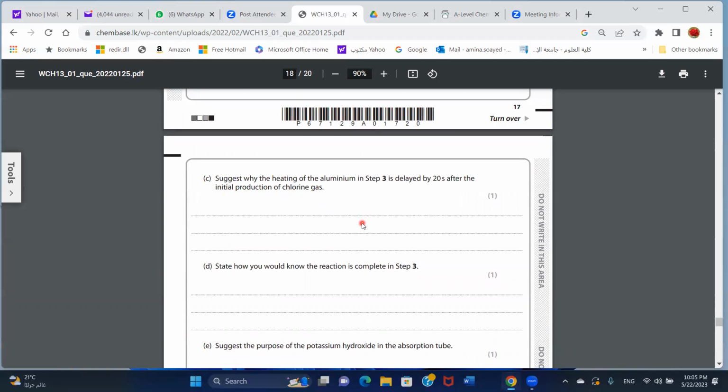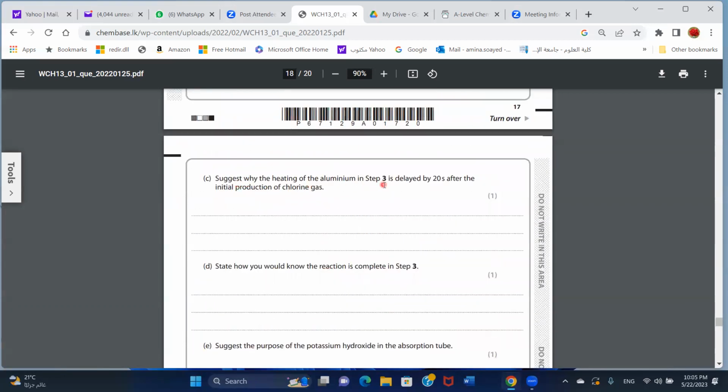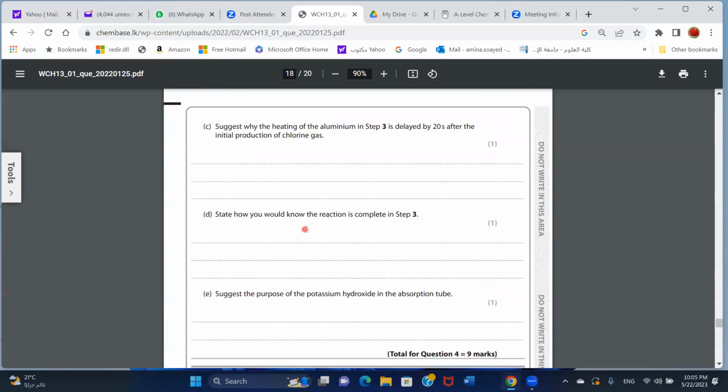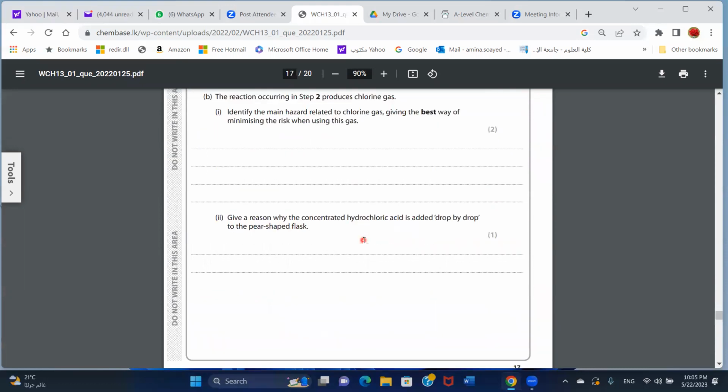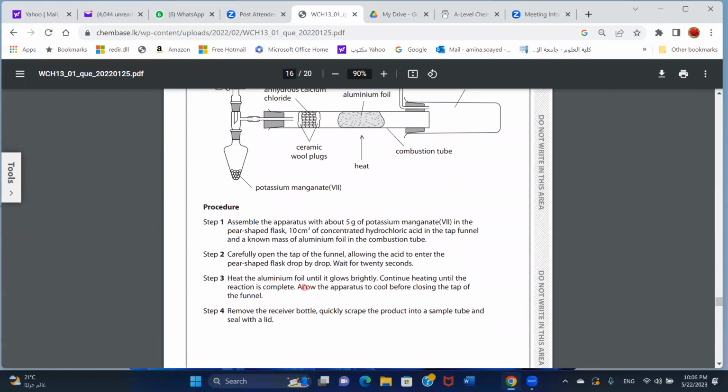Okay. So there's only 2 points left. So here it suggests why the heating of aluminum in step 3 is delayed by 20 seconds after the initial production of the chlorine gas, as Abdurrahman said, to allow for the chlorine to take the place of the air in order to react with the aluminum. Okay, Abdurrahman, state how you would know the reaction is complete in step 3. How would you know that the reaction has finished in step 3?